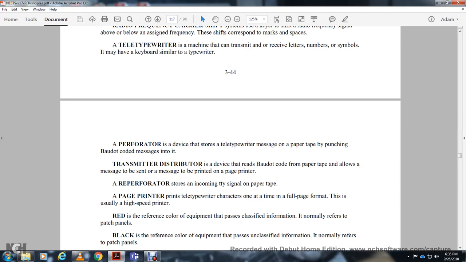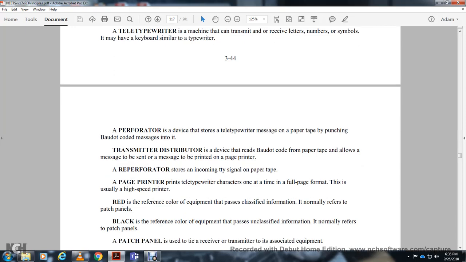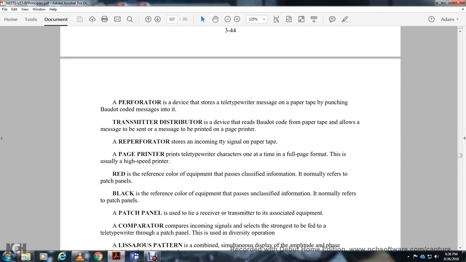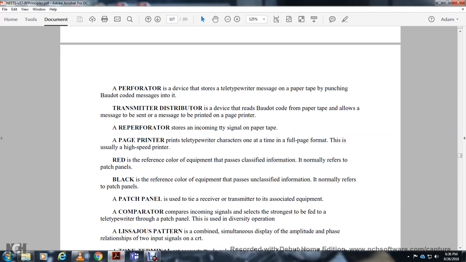Red is a reference for the color of equipment handling classified information, normally referring to the patch panel. Black is a reference for the color of equipment that passes unclassified information, normally referring to the patch panel. Patch panel: used to tie together the receiver, the transmitter, and associated equipment. Comparator: compares the incoming signals to select the strongest to feed to the teletypewriter patch panel, used in diversity operation.